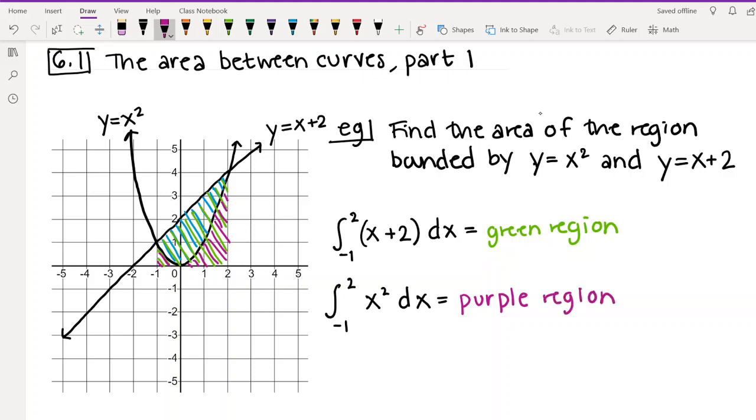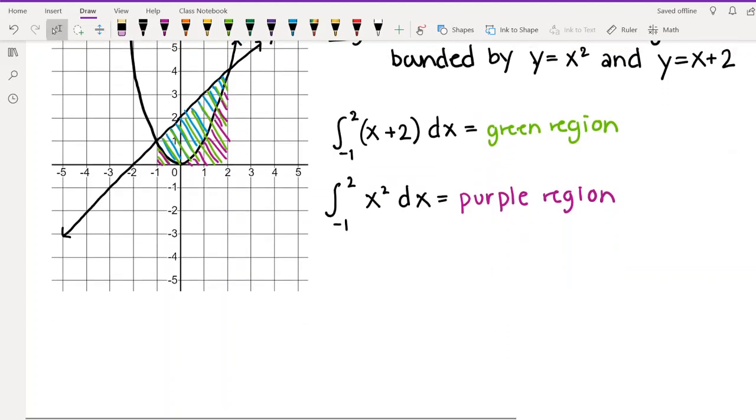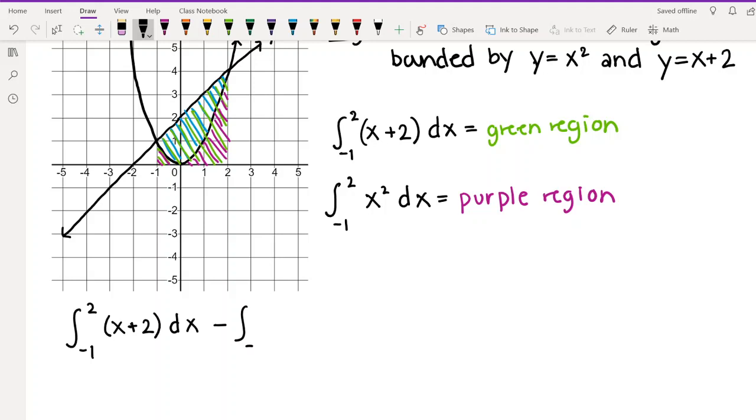And so the region that we're looking for is this blue region. And so basically we can find it by subtracting these two integrals, right? We can do the integral from -1 to 2 of x plus 2 minus the integral from -1 to 2 of x squared. That's going to give us the blue region, which is what we're looking for.